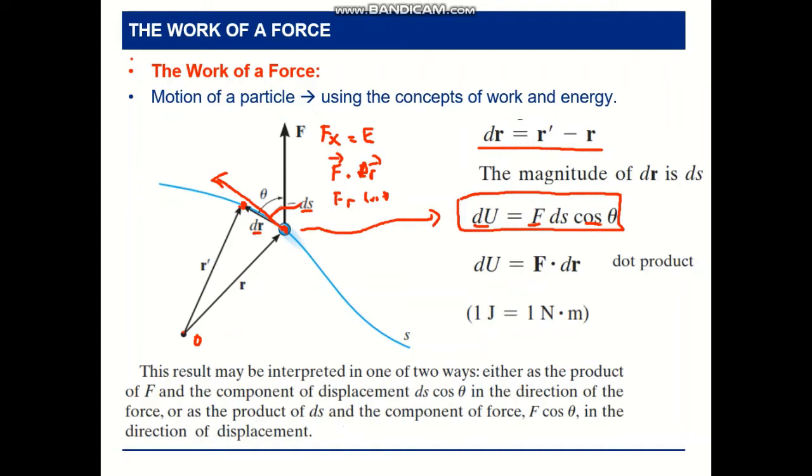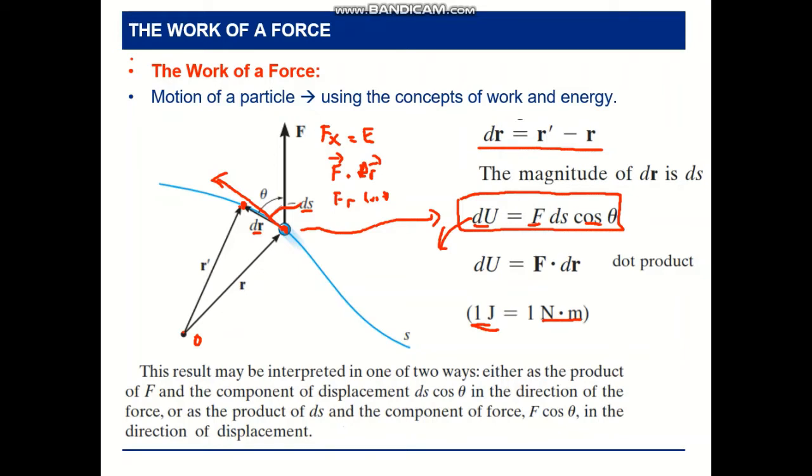We need to remember that 1 joule is 1 Newton meter, because as you see, force is in Newtons and our delta r is a distance, which is in meters, or centimeters or whatever. So it is going to be Newton meter. Newton multiplied by meter gives us joule. We represent the energy in joules.